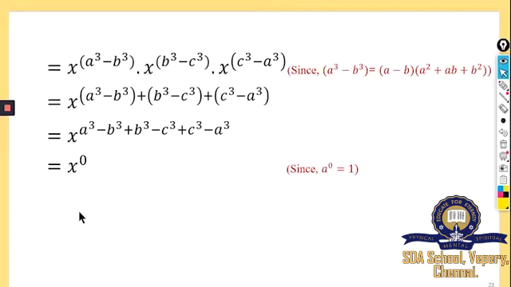So here we have taken the left hand side term and we have proved the right hand side term. The right hand side term in the given expression is 1. Hence we have proved the equation.